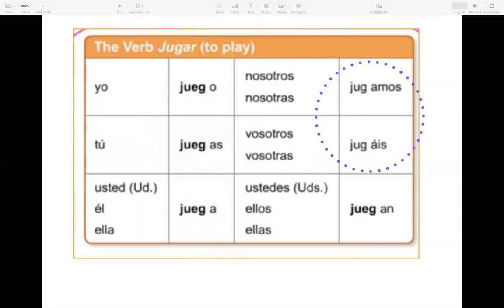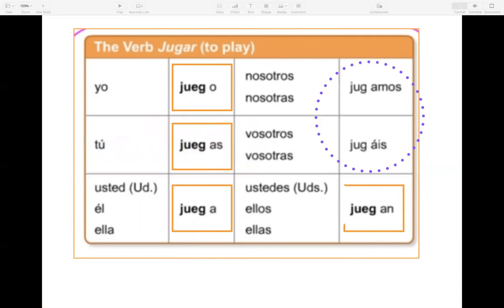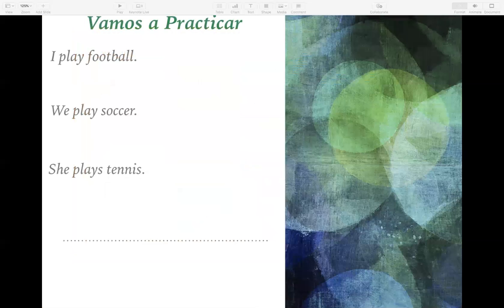All right, so it's yo juego. Notice the U changes to UE. Tú juegas, you play. Él juega, he plays. And ellos juegan, they play. The nosotros and vosotros form, the U doesn't change, so the stem stays the same. All right. Juego, juegas, juega, juegan. So those are the 4 where the stem changes.